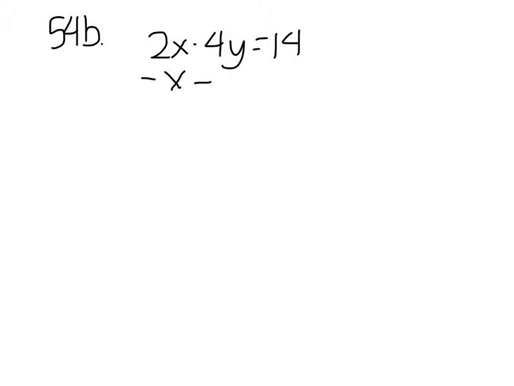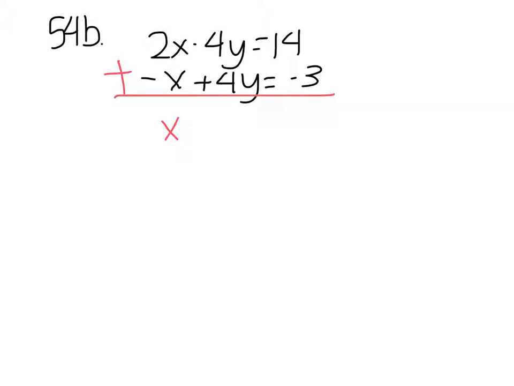We're going to take a look at the second example, 54b, same page, page 27. 2x minus 4y equals 14. Negative x plus 4y equals negative 3. Again, if I go to add these together, I'm looking to see if something will cancel out.